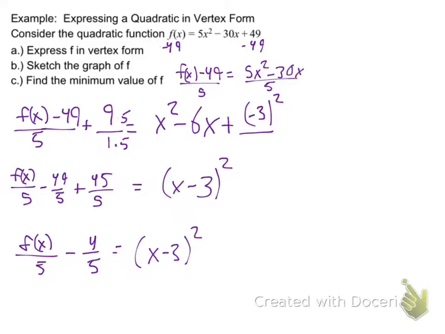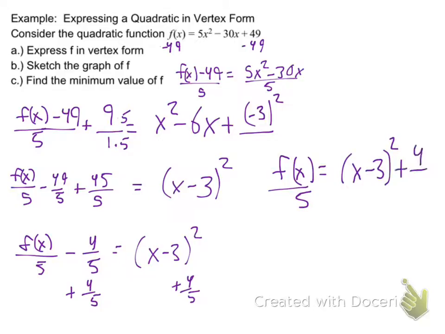How do I solve for f of x? I could multiply by 5 right now, or I could add 4/5 to both sides. I see that I am going to run out of room. Is everybody okay with me just adding 4/5 to both sides? Because these will cancel each other out.